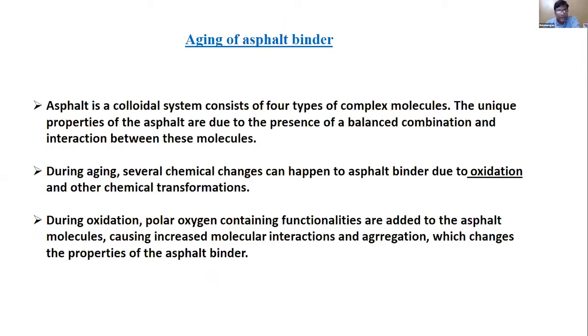As you probably know, asphalt is a colloidal system containing different kinds of molecules. The properties of asphalt are due to a balanced percentage of different compositions, so that the properties of the asphalt binder are balanced. Due to aging, some of the molecules undergo chemical transformation, particularly oxidation. This oxidation introduces polar functional groups in the molecules, so the interaction between the molecules changes. They undergo more aggregation, and because of that, the binder becomes harder.